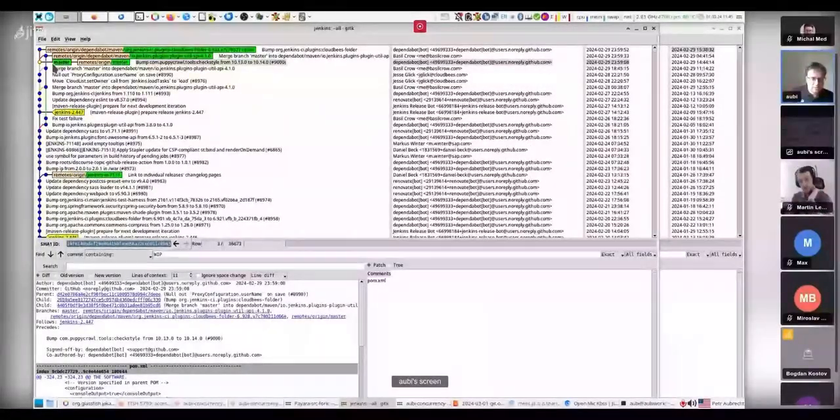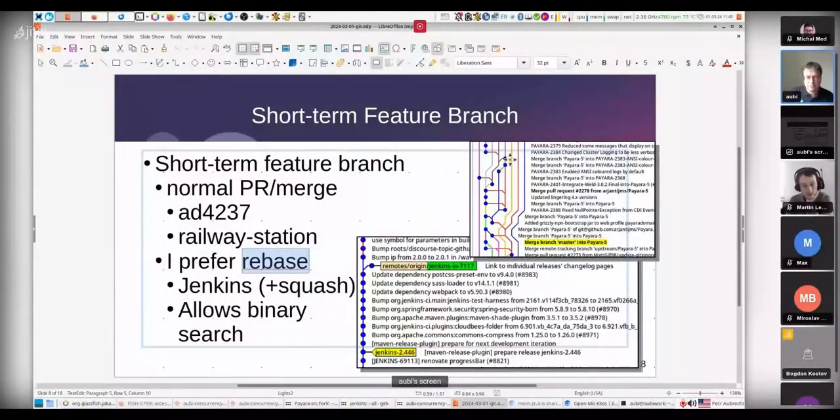So if you look at this, you see long lines from a long time in the history. Somebody based his change on some old commit. It merged because there was no conflict, but this makes the history awful.